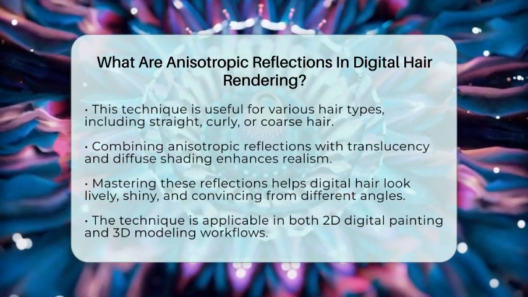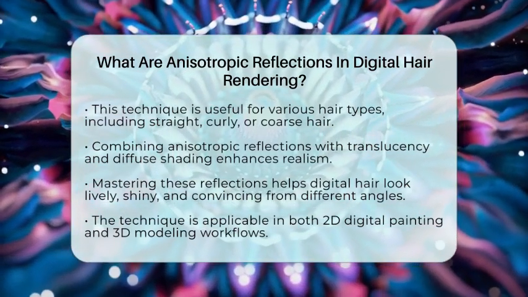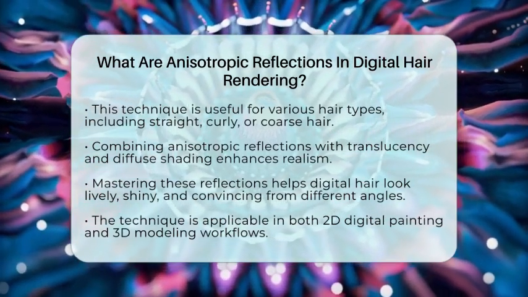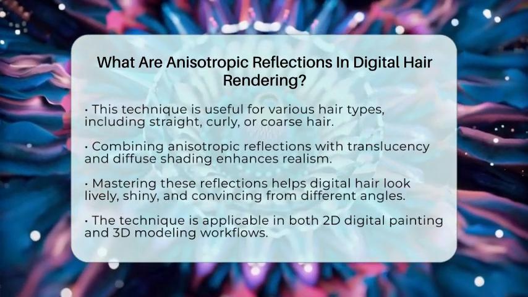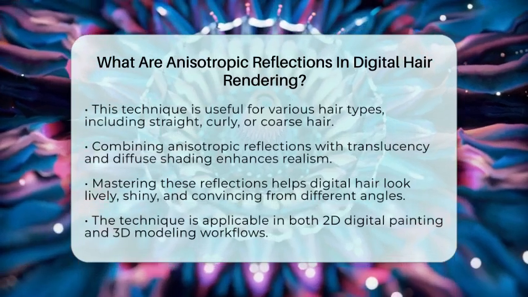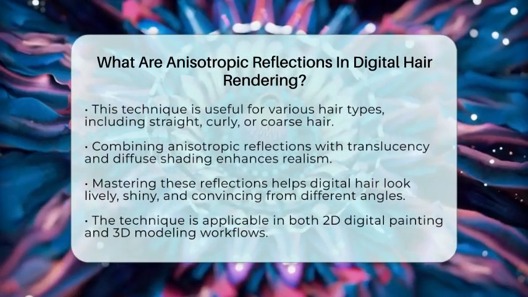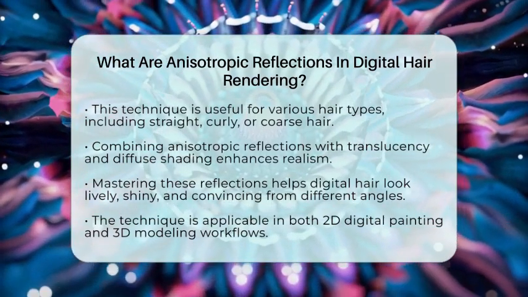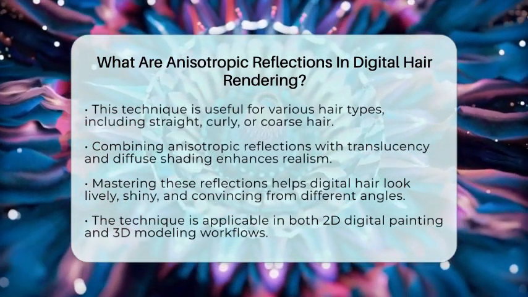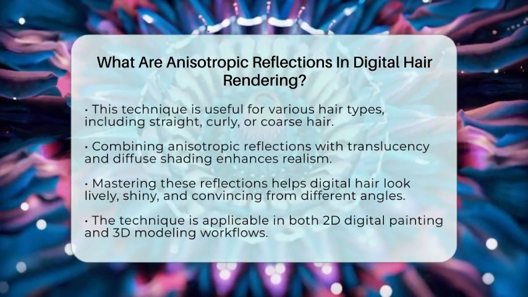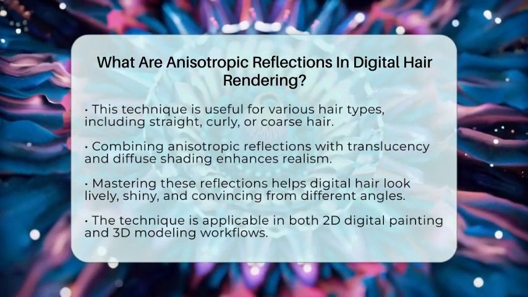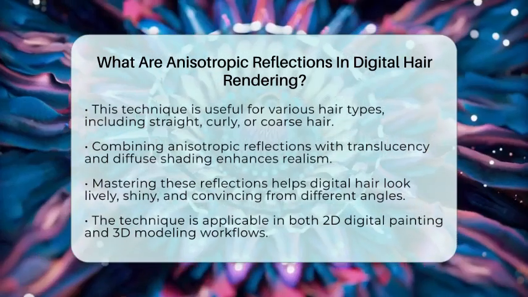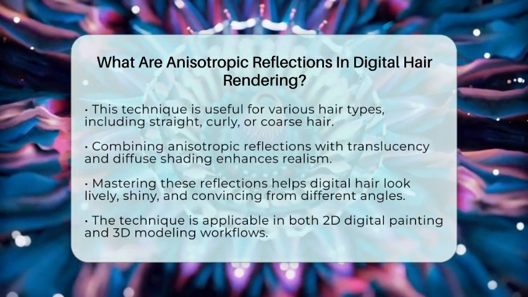Combining anisotropic reflections with other effects like translucency and diffuse shading makes the hair appear more vibrant and realistic. So, in simple terms, anisotropic reflections are the way light interacts with hair fibers, creating those characteristic stretched highlights that give hair its natural shine and depth. Mastering this technique helps digital artists produce hair that feels alive, shiny, and true to life, making their illustrations and models stand out with a polished, professional look.